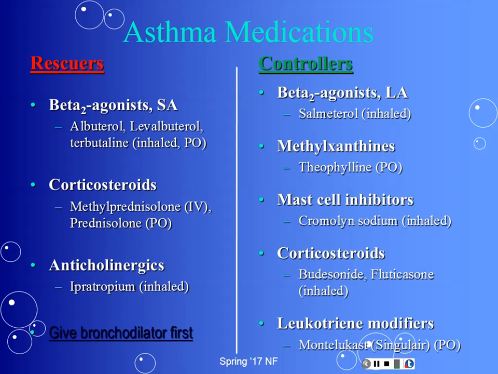And then you'll have your anticholinergic, like your ipratropium bromide. Some medications, they'll mix albuterol and Atrovent, which is your ipratropium. Okay. It's okay to mix those. We want to give our bronchodilator first if we're giving a bronchodilator and a steroid. Why? Because it's going to dilate and open up those airways so that steroid will get down in and work better. Why would we not just give them a steroid to help reduce inflammation?